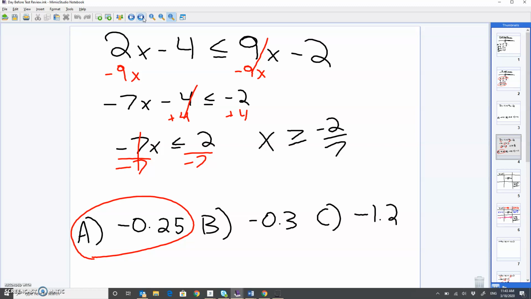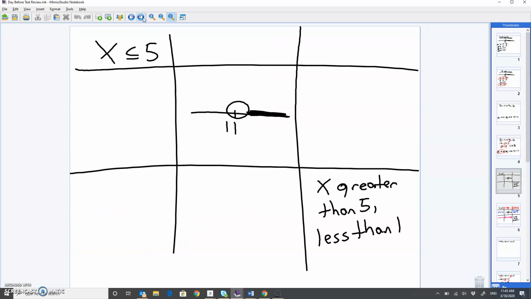Next question. What you have here is a chart with 6 missing boxes. I need you to fill in the missing information. The first column should have the algebraic expression, the second column should have the number line, and the third column should explain in words what is happening. Give that a try.